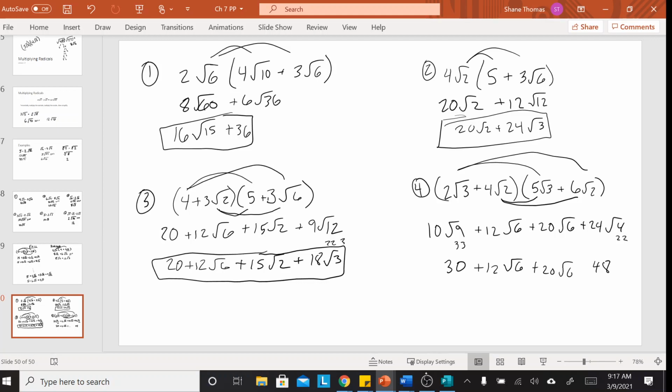Now, I got like terms all over the place, don't I? This is a whole number. This is a whole number. This guy's a root 6. This guy's a root 6. Agreed? So what's 30 plus 48? 78. And then here, I have a root 6 and a root 6. It's the same exact root, so I can add the coefficients. 12 plus 20 is 32 root 6. Boom.